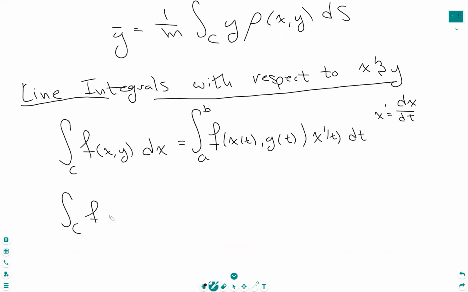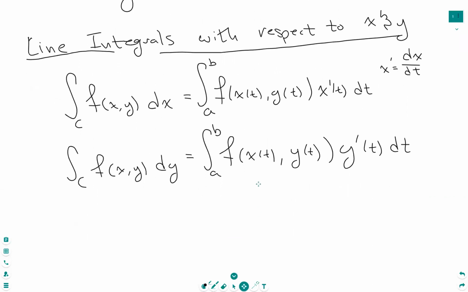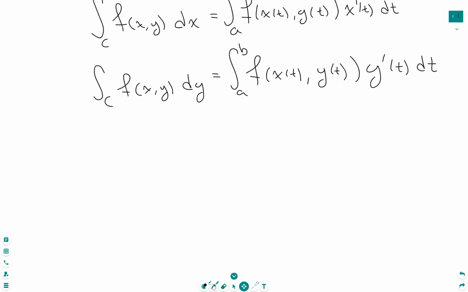Likewise, for a line integral with respect to dy, I can also do a parameterization. But this time I'll have y prime of t dt. Sometimes these two types of integrals appear together, so there's a shorthand that goes in with them.